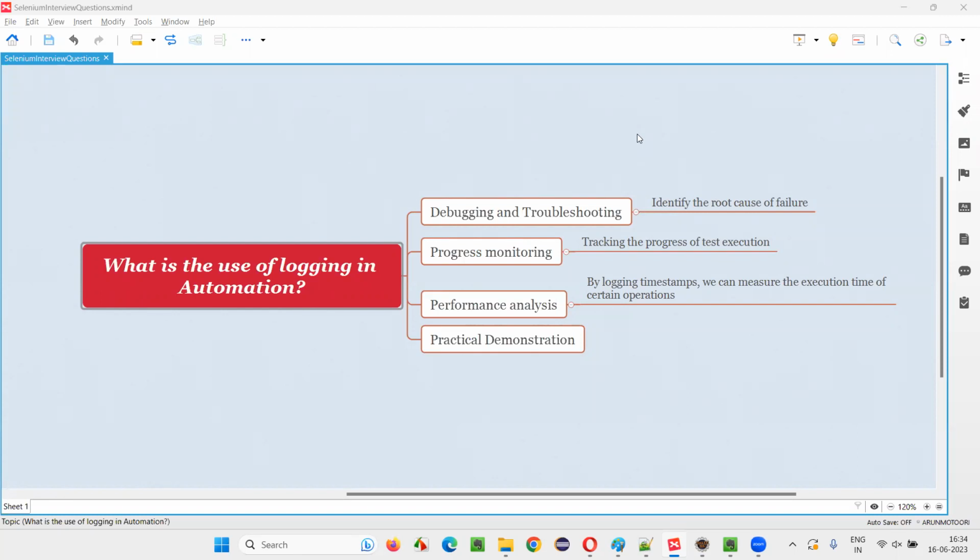In this session, I am going to answer one of the Selenium interview questions. That is, what is the use of logging in test automation? Let me answer. First of all, what exactly is this logging? Let me take a real world example to explain what is logging.